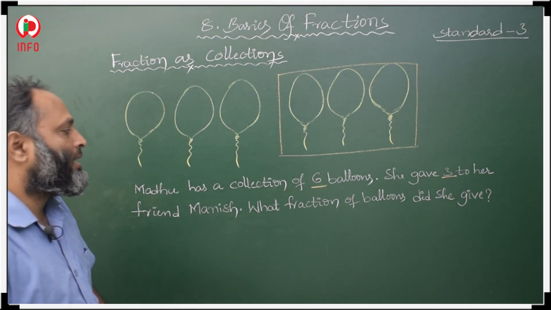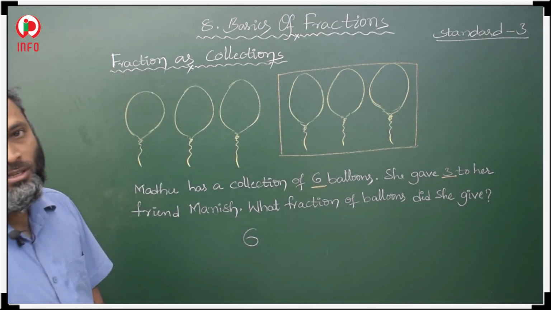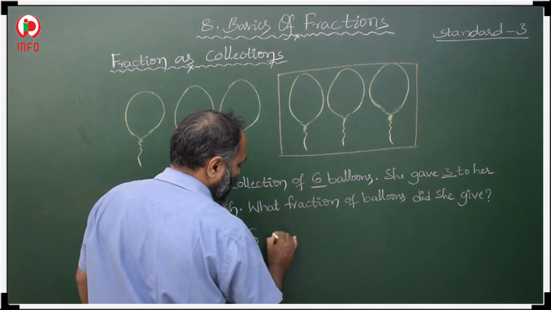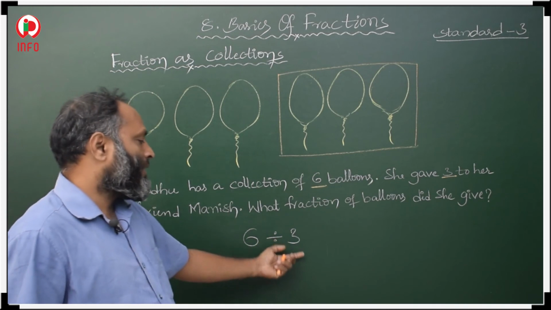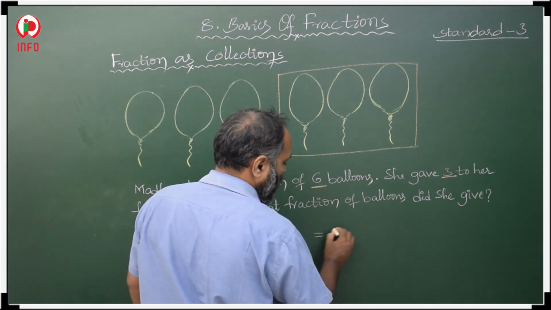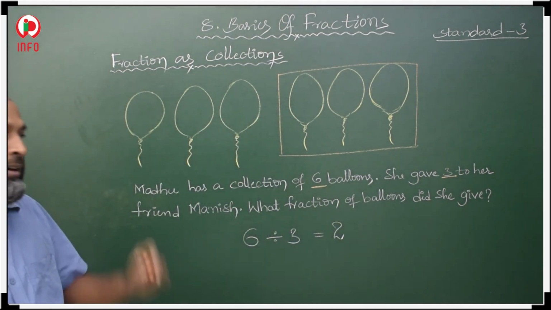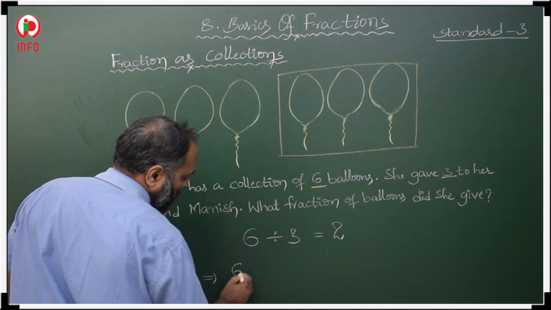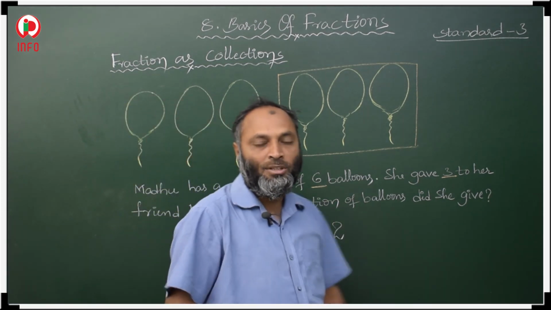Total how many balloons are there? 6 balloons. In these 6 balloons, how many balloons did she give? 3 balloons she gave to her friend. It means total balloons we have to divide by 3. If 6 divided by 3, what is the answer? 2. 3 twos are 6. Okay. So it means if total 6 balloons, 2 means half of the portion she gave.